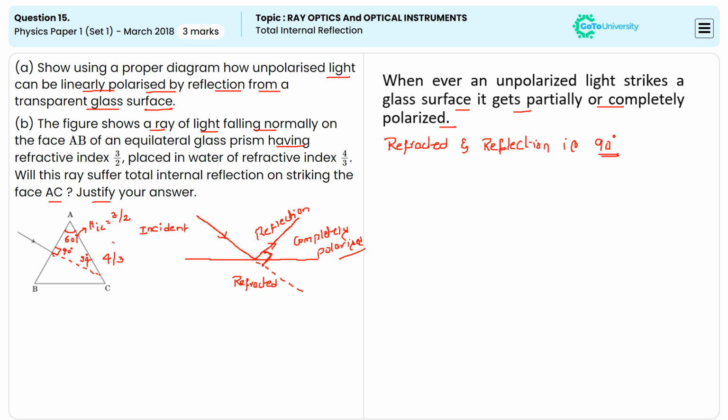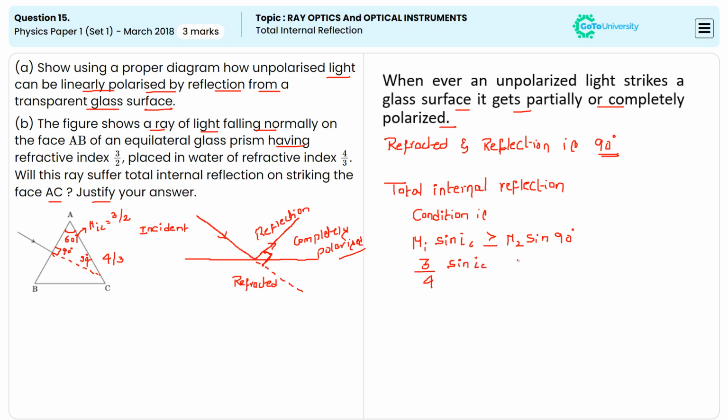And we know that the total internal reflection condition is mu1 sine IC is greater than or equal to mu2 sine 90 degrees. Here the value of mu1 is 3/2, so 3/2 sine IC is greater than or equal to mu2, that is 4/3.